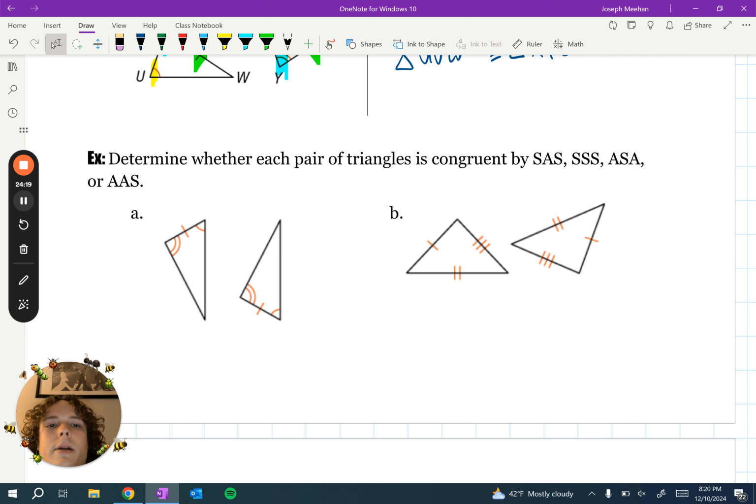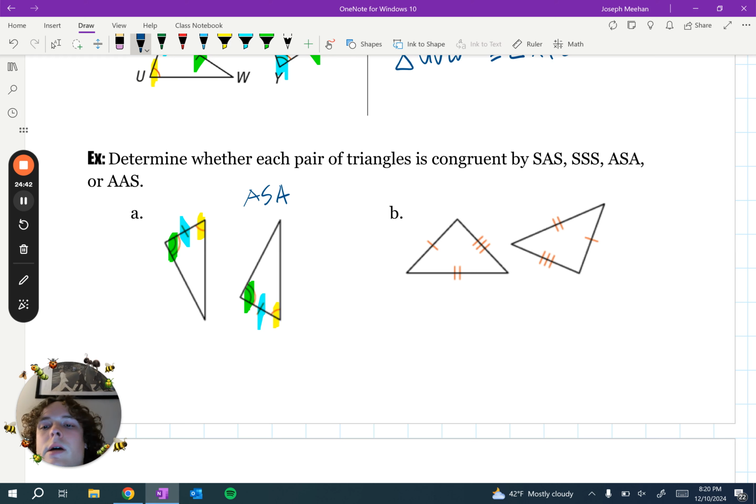So determine whether each pair of triangles is congruent by side, angle, side, side, side, side, or angle, angle, side. Number A, I guess, it says we have an angle, a side, and then an angle and an angle. So these ones are congruent because of angle, side, angle.